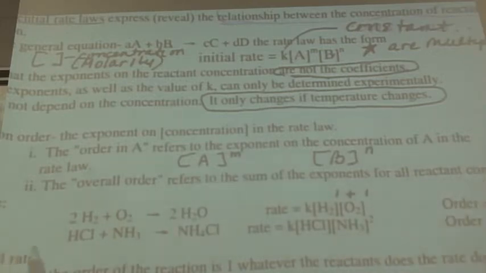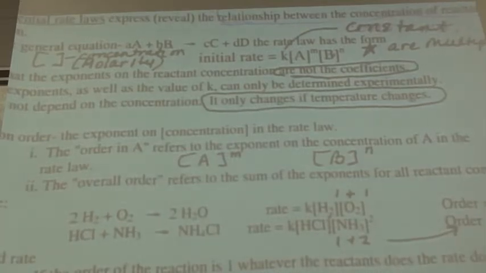For this reaction, it has been determined experimentally that the rate law expression is rate equals K times the concentration of HCl times the concentration of NH3 raised to the second power. The overall order of that is 1 plus 2, or 3. It was experimentally determined that doubling the concentration of NH3 would quadruple the rate.